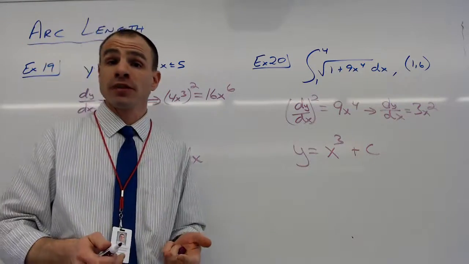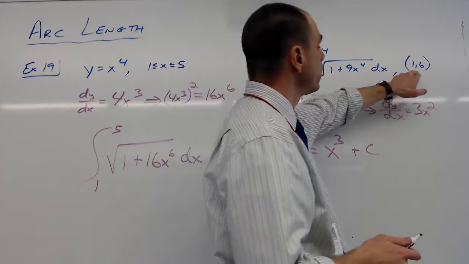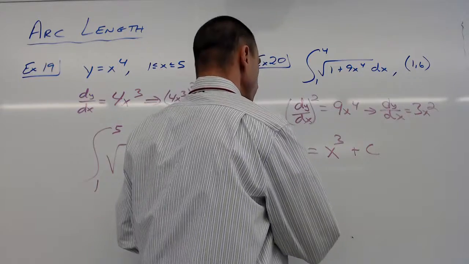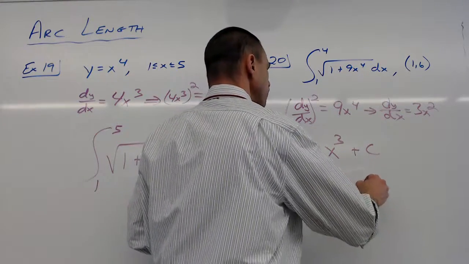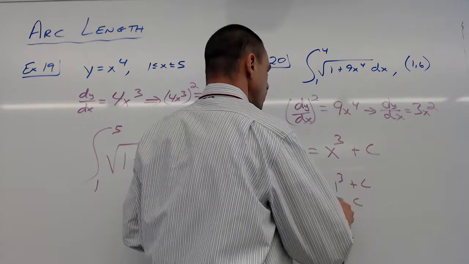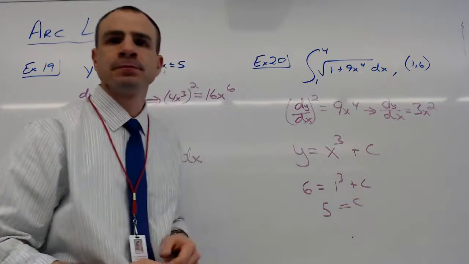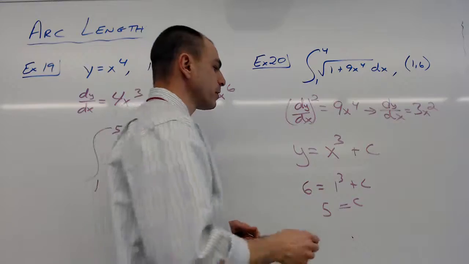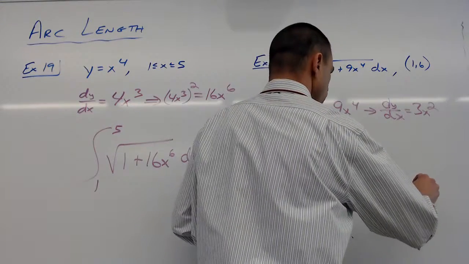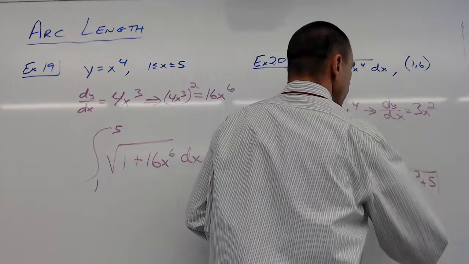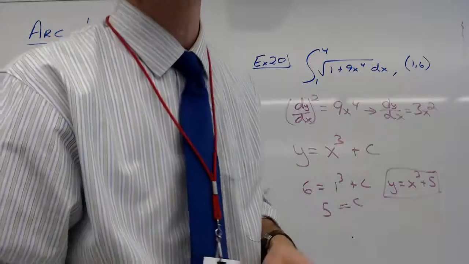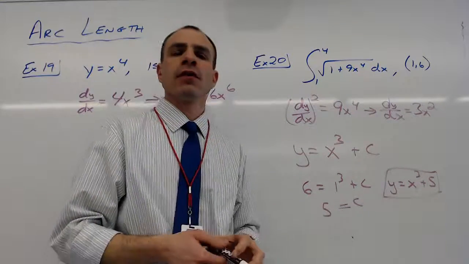We want to solve for that c, and we can do so using the initial condition. So we would place 6 for y, 1 for x, and we can see that c is going to be equal to 5. And now we can just put it all together: y is equal to x cubed plus 5. And that option, I believe, is B for example 20.